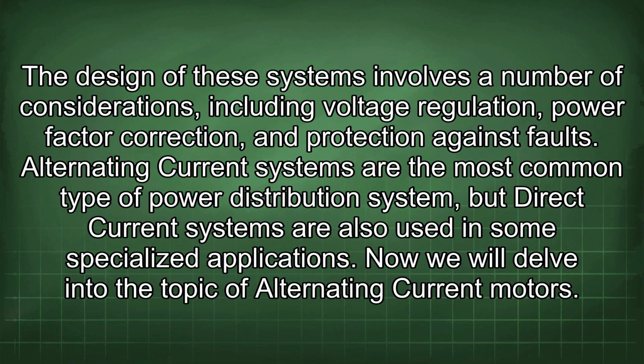The design of these systems involves a number of considerations, including voltage regulation, power factor correction, and protection against faults. Alternating current systems are the most common type of power distribution system, but direct current systems are also used in some specialized applications. Now we will delve into the topic of alternating current motors.